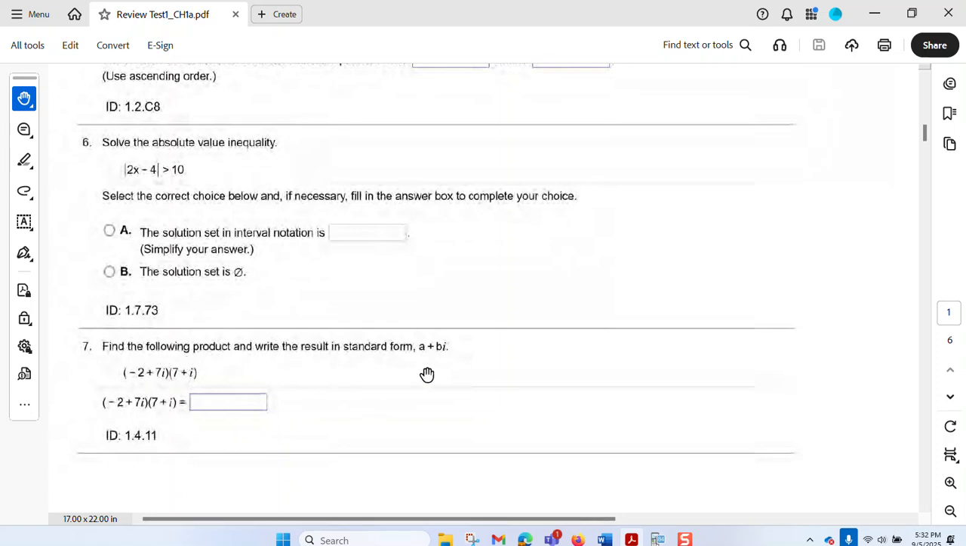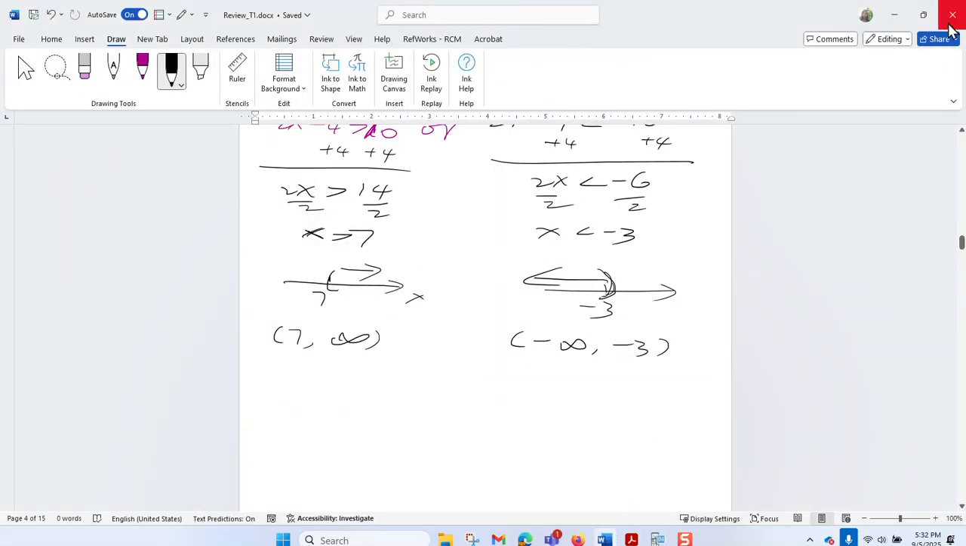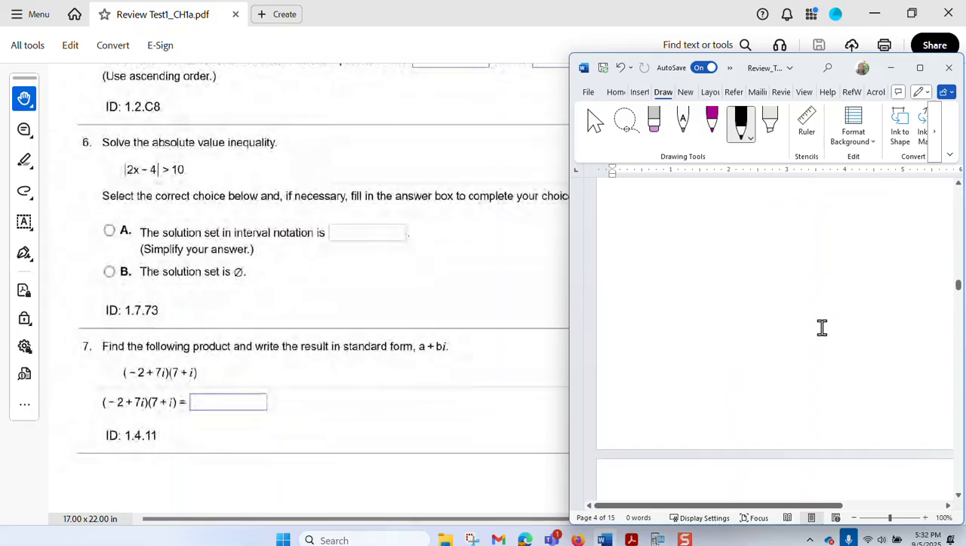This one didn't have a formula, so we just need to multiply it out and simplify. You can FOIL it, but sometimes I tell people you can just break it down into two steps to make it easier. That's 7 plus i. You can do this one right here, this one right here. Two times two gives you 4 items, but sometimes people lose track of 4 items.